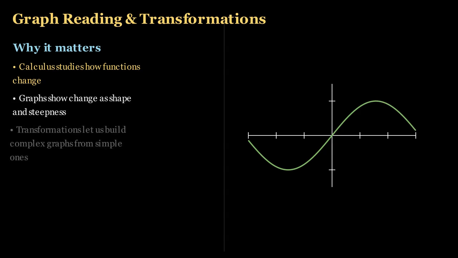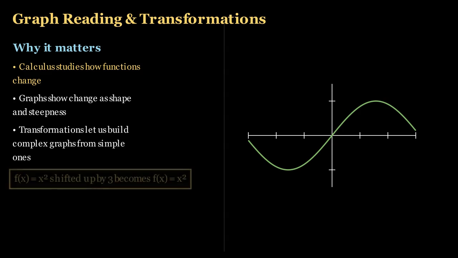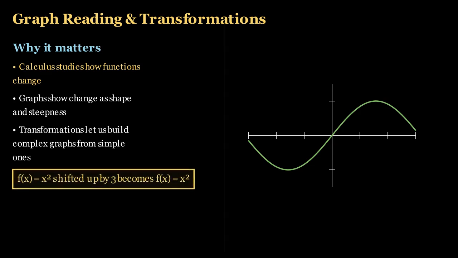Transformations matter because they let us understand complicated functions by relating them to simple ones we already know. If you know the graph of x squared, you can instantly draw the graph of x squared plus 3, or 2 times x squared, just by shifting or stretching the picture. This skill turns a handful of basic graphs into a whole library of functions, which is essential for solving calculus problems quickly. Let us build these transformations from the ground up.